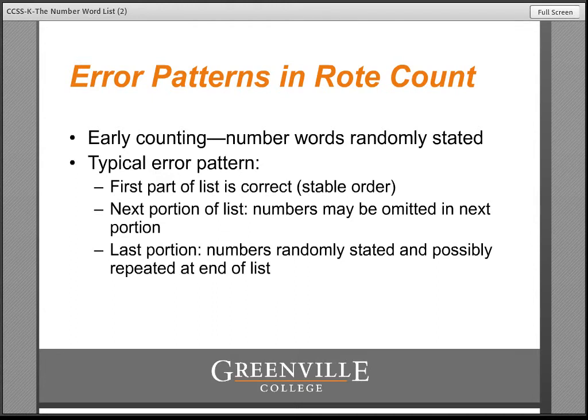I remember that my youngest child skipped 13 and said 14 twice when she was in preschool. She was absolutely consistent. It came out that way all the time. She would go 10, 11, 12, 14, 14, 15, and it was quite a regular pattern.